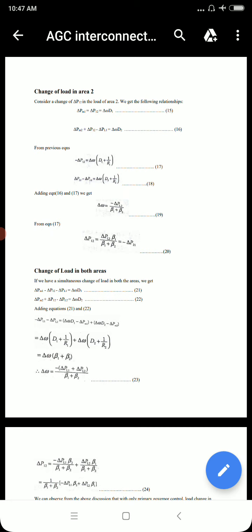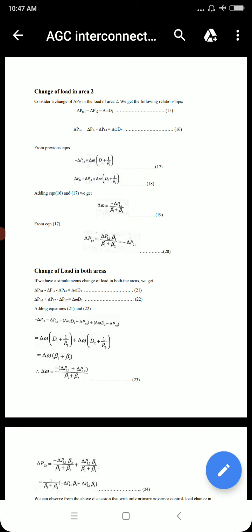So continue with the third module. In the previous class we have seen tie line control with primary speed control. We have seen how two areas are connected with the tie line and its block diagram. At the same time, we have seen the change of the load in area 1. Today we will see change of load in area 2.